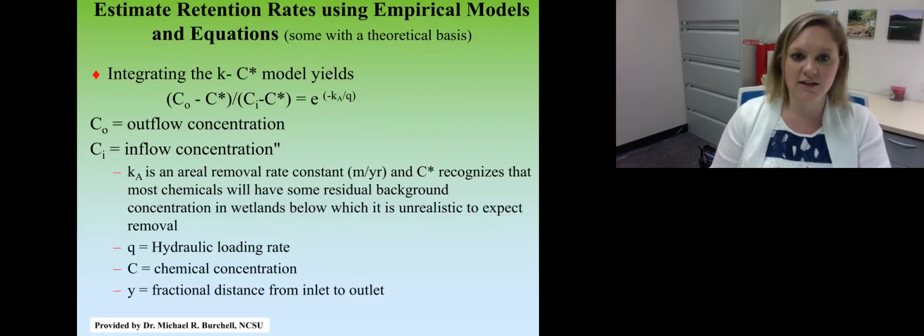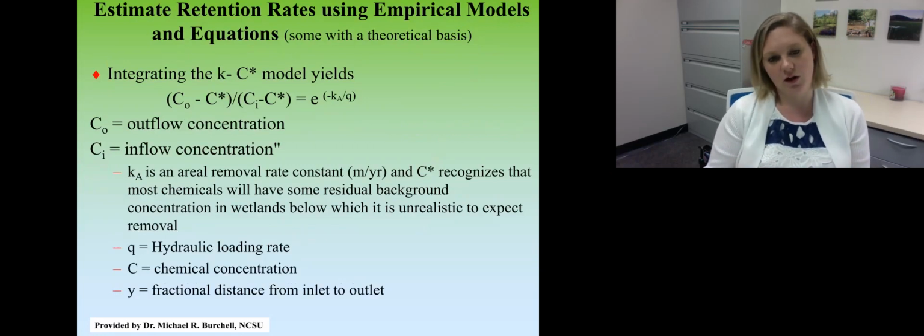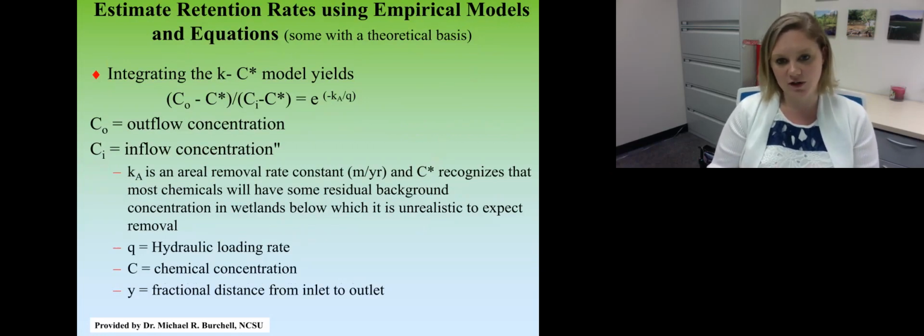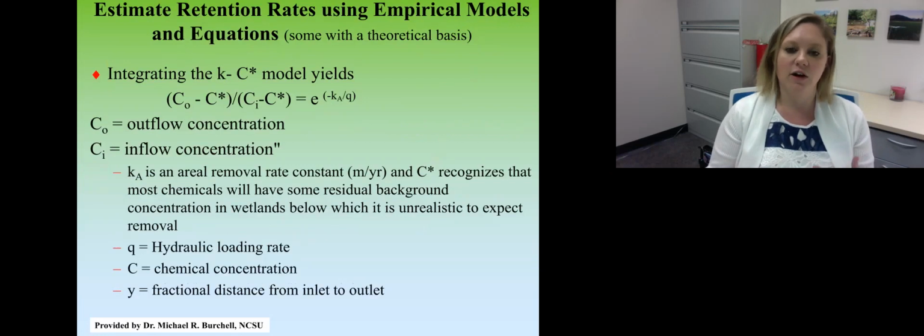And so for the k-C-star, we'll then adjust the equation. We're not going to go into all of the analytics of how we got to this equation; I think it's a little bit beyond this class. But ultimately we end up with our C outflow concentration minus our background concentration, divided by our inflow concentration minus our background concentration. And this is going to be equal to the exponential of your negative K value, which you'll get in your sheets that we'll discuss further next week, divided by your hydraulic loading rate.